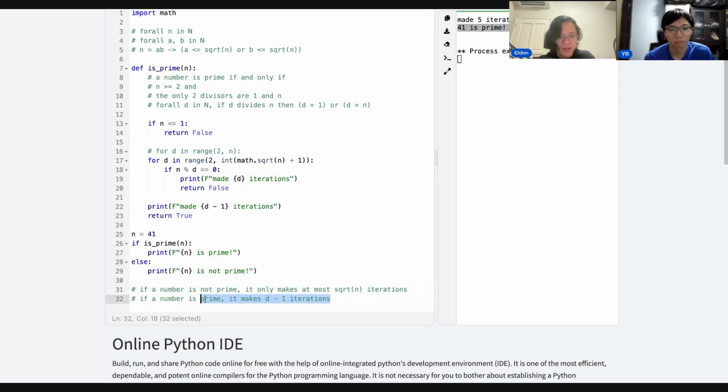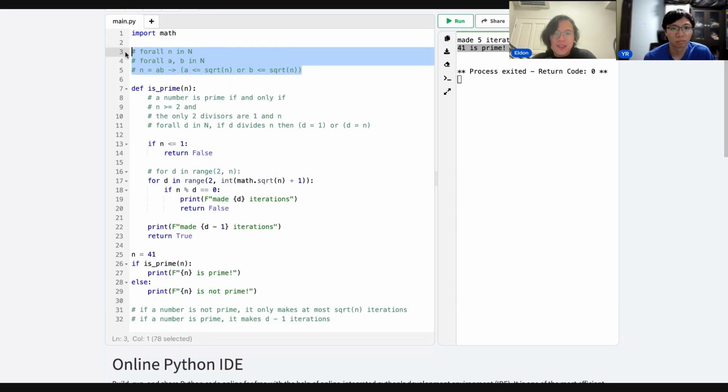When a number is prime, it makes d minus 1 iterations. Okay, so why is that true? Well, think about what the original mathematical statement is saying. The original mathematical statement is saying that if you go through any natural number, if there is a way of factoring it, one of the factors must be at most square root n.